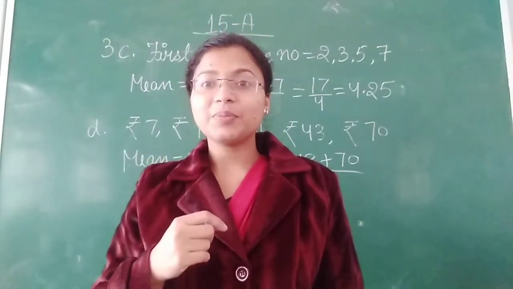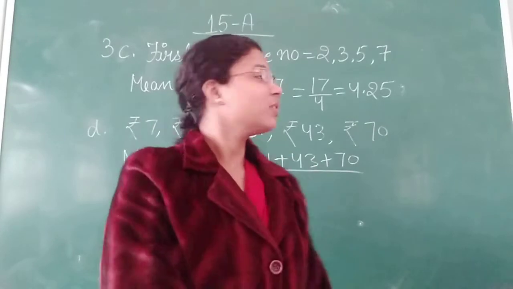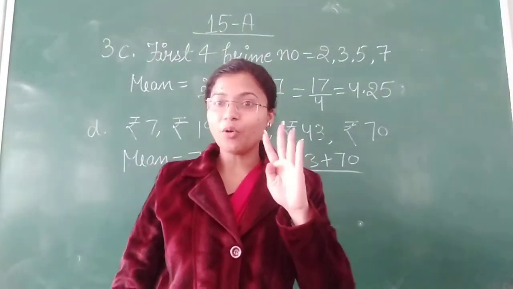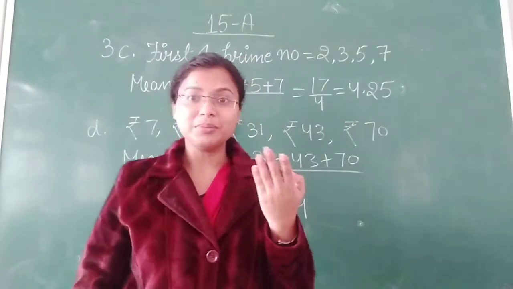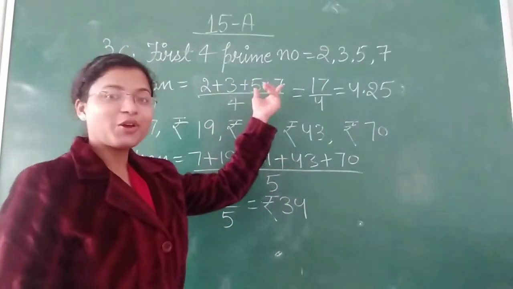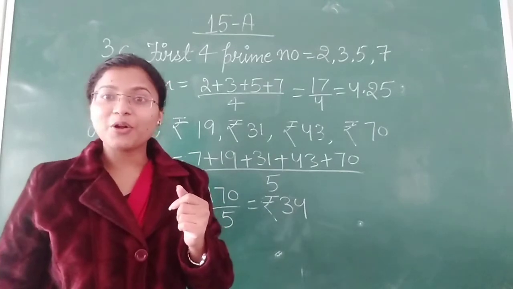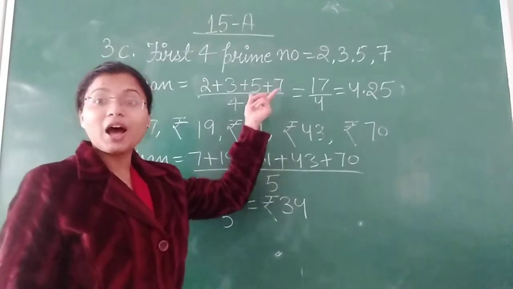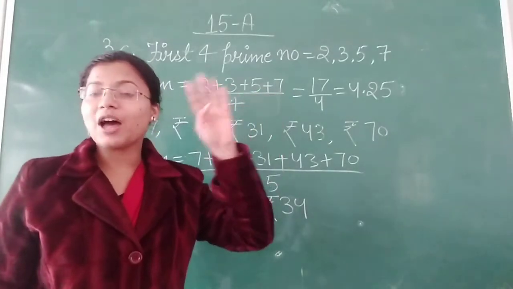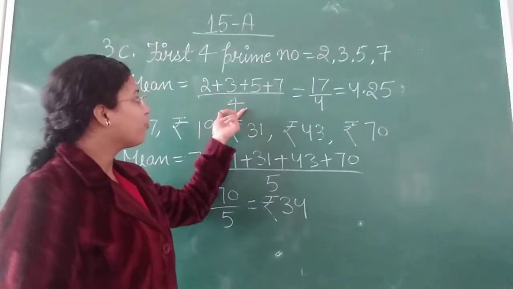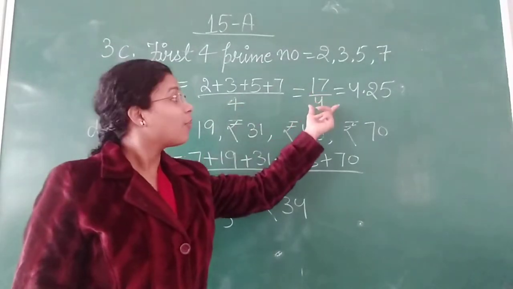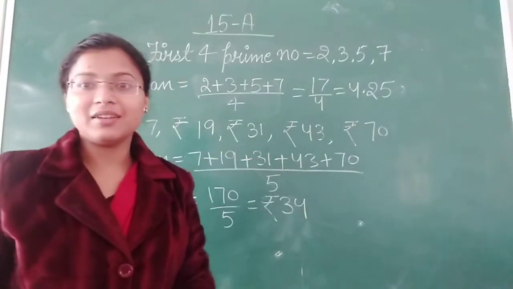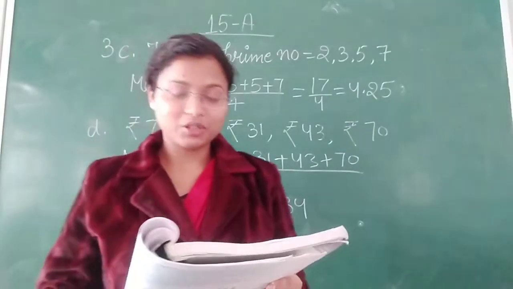So the first prime number is 2. So the prime numbers are 2, 3, 5 and 7. 4 prime numbers. Now you have to find out the mean. Mean means sum of the observations upon the total number of observations. So 2 plus 3 plus 5 plus 7 upon how many numbers are you having? So you are having 4 numbers, upon 4. This will give you 17 upon 4, which means 4.25. This is your mean.